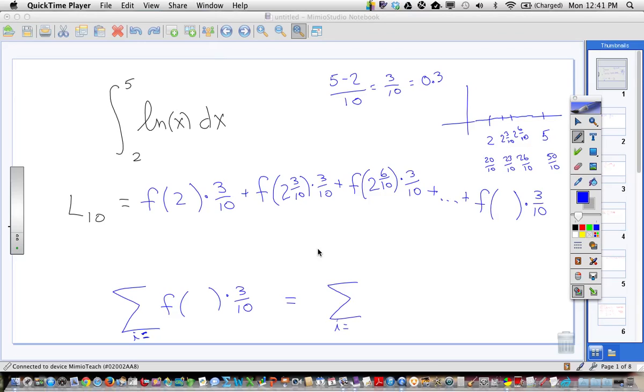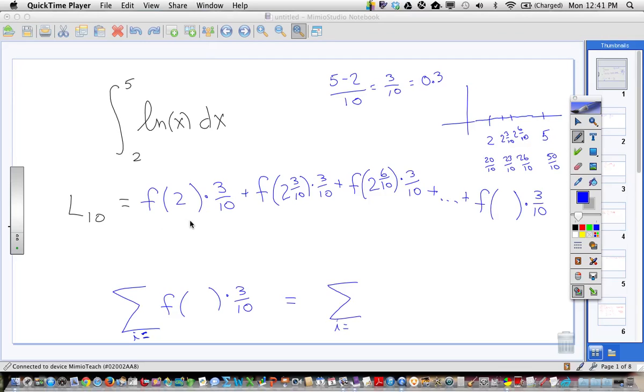So I'm going to go from 2 to 5, and I got 3/10 wide, so I'm going to have 2. I'm going to have 2 and 3/10. I'm going to have 2 and 6/10. I'm going to have 2 and 9/10. I'm going to go all the way over to 50/10 or 5. Okay, and then I start writing that down. So my function height, now, again, your left edge has to start at 2. If they're left rectangles, we start at 2.